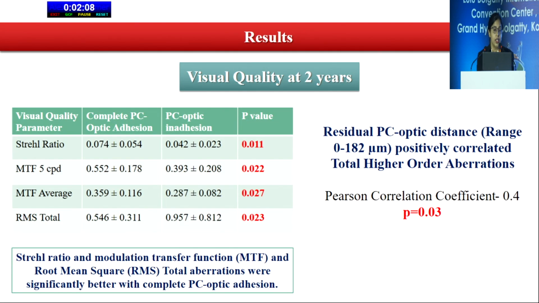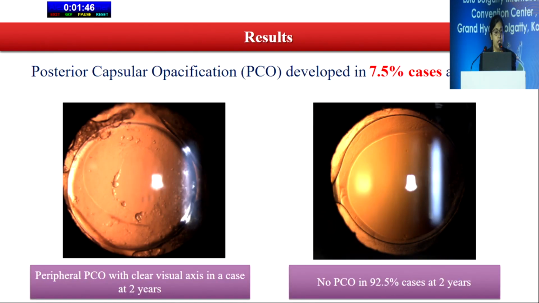Visual quality at 2 years. So why is all this important? The residual PC optic non-adhesion positively correlated with the total higher order aberration, with a Pearson correlation coefficient of 0.4 and a p-value of 0.03. Strehl ratio, modulation transfer function, and root mean square total aberrations were significantly better in cases with complete PC optic adhesion. Posterior capsular opacification did develop in 7.5% of our cases at 2 years.